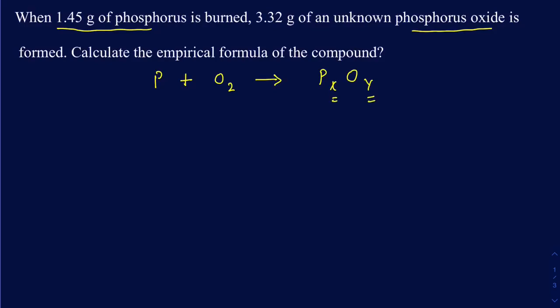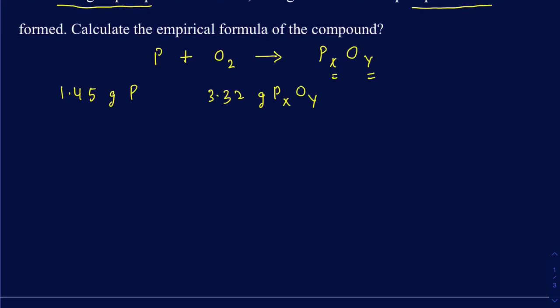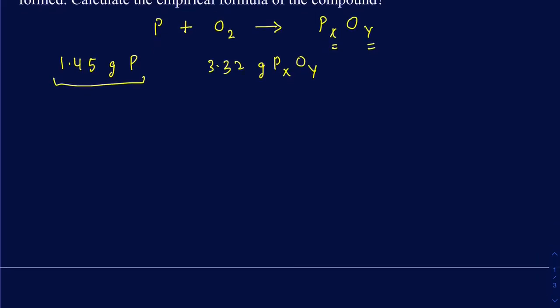Okay, so far we know we have 1.45 grams of phosphorus, and we are told we have 3.32 grams of PxOy, or another way of saying it, we got 3.32 grams of this unknown phosphorus oxide. So this oxide actually contains only two types of elements. It has the phosphorus in it and it has the oxygen. And we already know the mass of the phosphorus, so we can easily calculate the mass of oxygen.